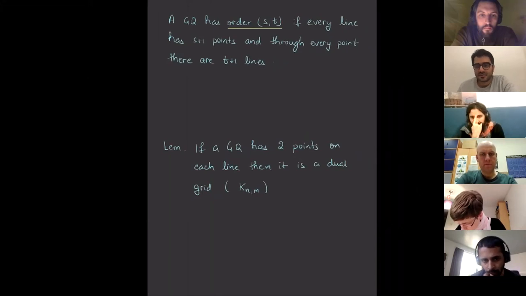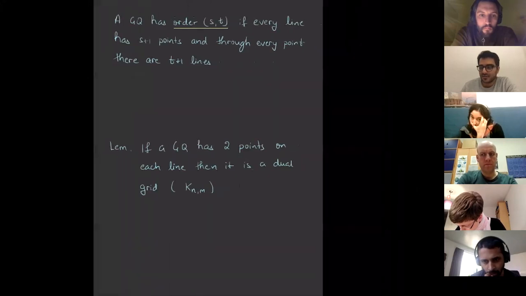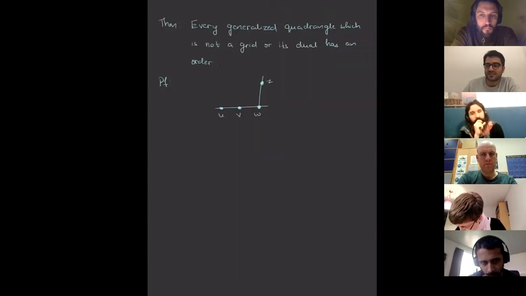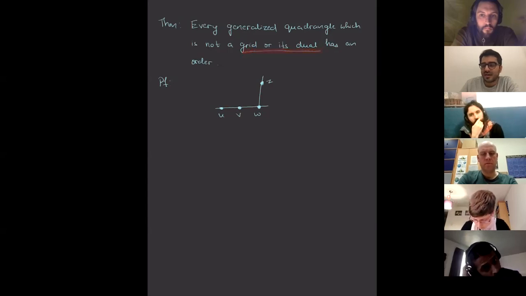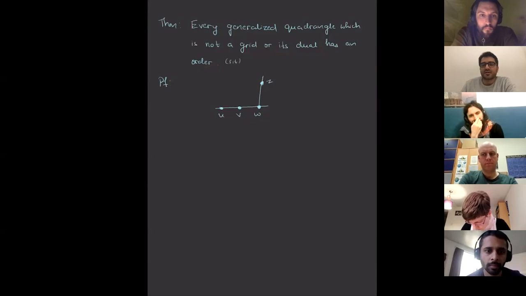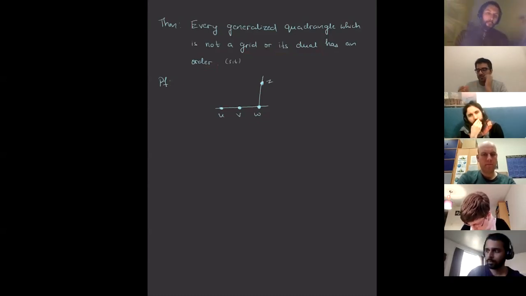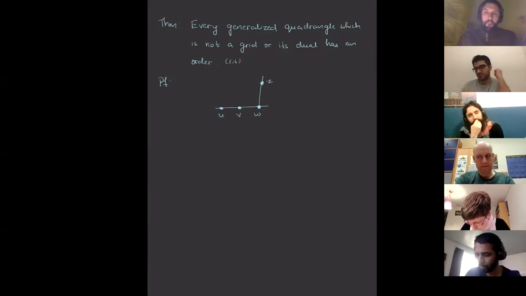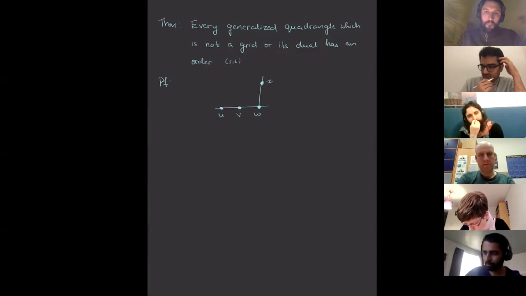If we assume that the generalized quadrangle is neither of these two trivial examples, then we can prove that it has an order. So here's our first theorem for generalized quadrangles, that every generalized quadrangle which is not a grid or its dual has an order s comma t. Okay? So there are these constants. Okay, and let me prove that to you before we move on. So here's a quick proof.